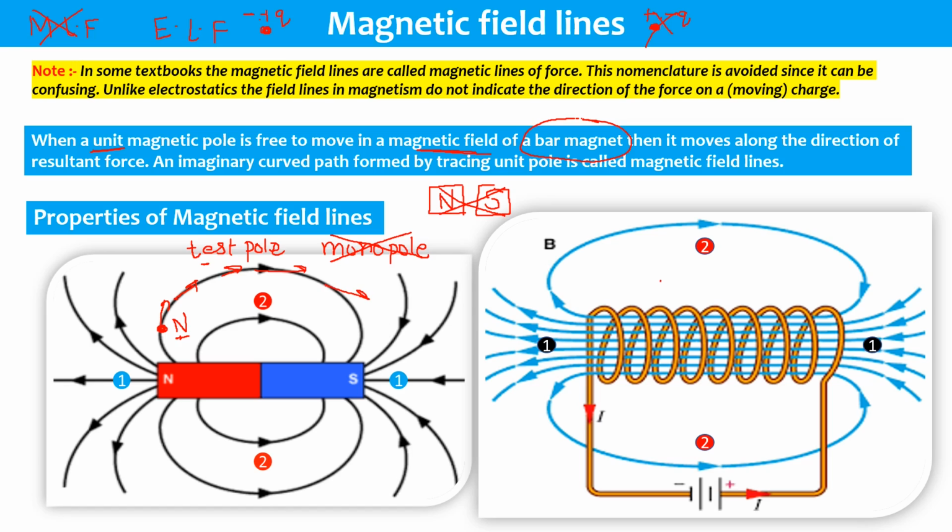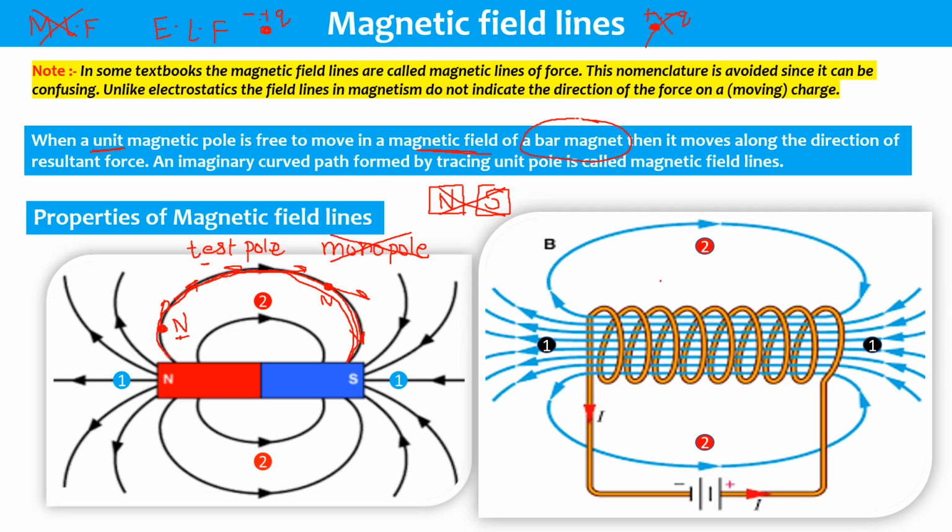When this small pole comes here, it is north and this is south, so it will be attracted by the south pole. So it will go like that. Okay, so if we connect all the dots above the path traced by this small magnet, we would have lines. So an imaginary curved path formed by tracing a unit pole is called magnetic field lines. So this is the definition of magnetic field lines.